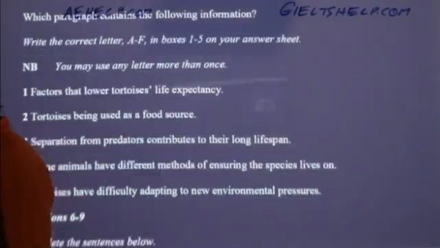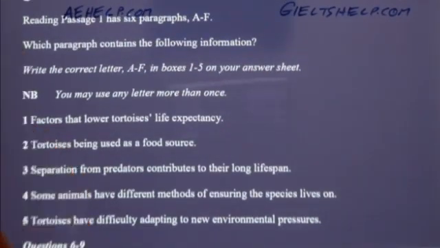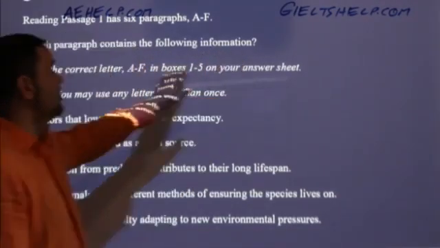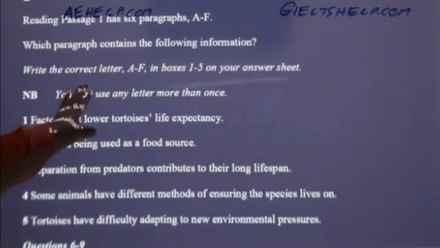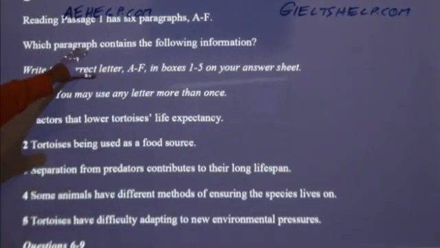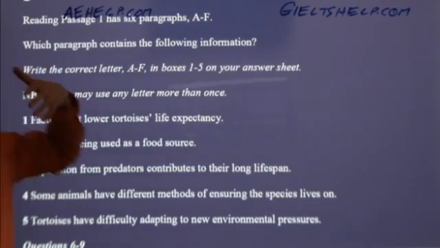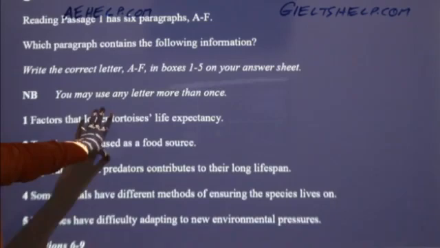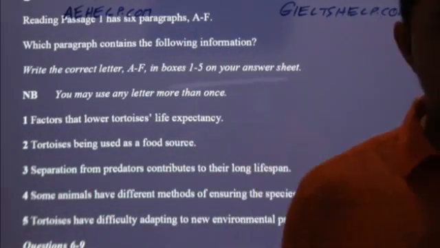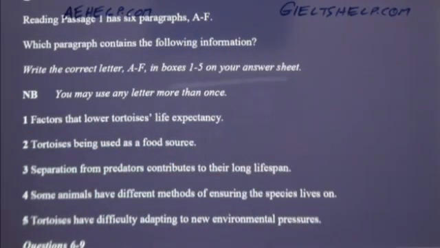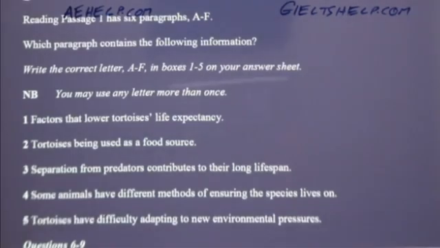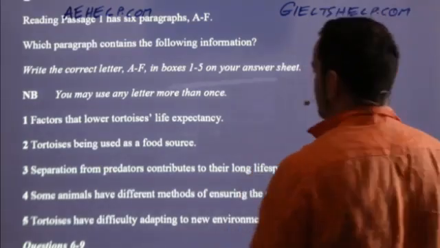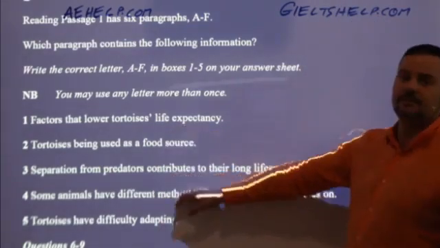First set of questions. Which paragraph contains the following information? Okay, so this is matching information to the paragraphs. So obviously we will have maybe 5 or 6 paragraphs, and we have to match these answers to the correct paragraphs. Is it a good idea to skim read for this type of question? Should I skim read or scan the text for this information?